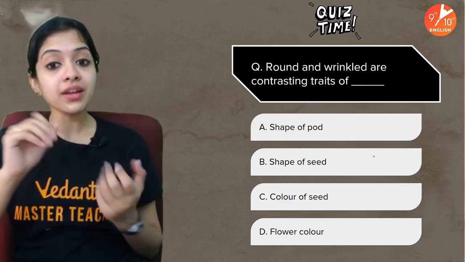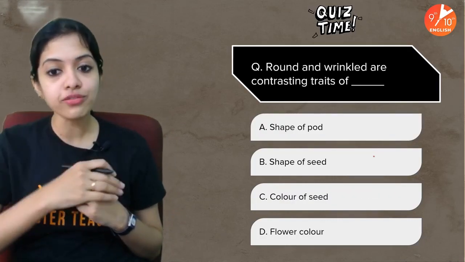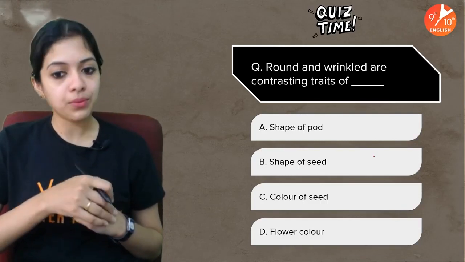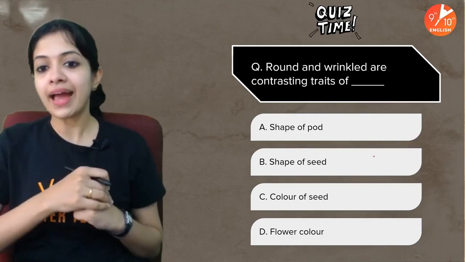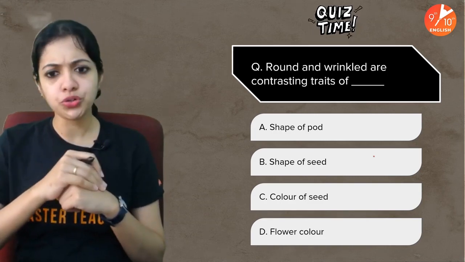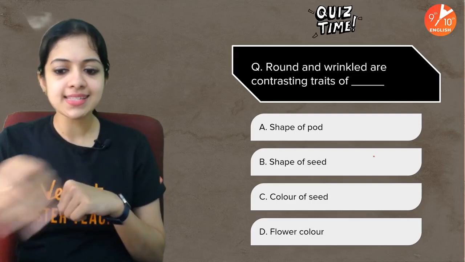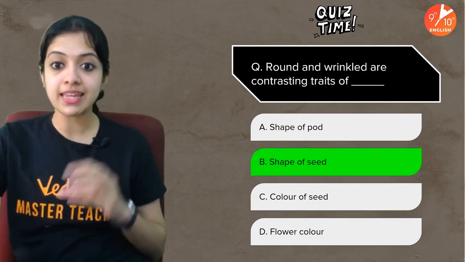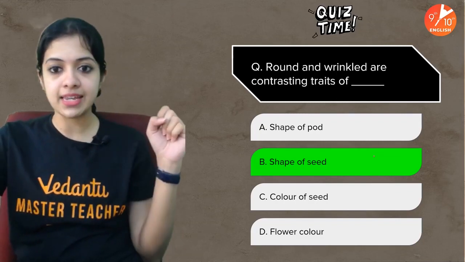Round and wrinkled are contrasting traits of shape of pod, shape of seed, color of seed, or flower color? Round and wrinkled, what do you think? Think of the pictures I showed you. Yes, and your time is up. It is shape of seeds. Seeds of pea plants can either be round or wrinkled in appearance.